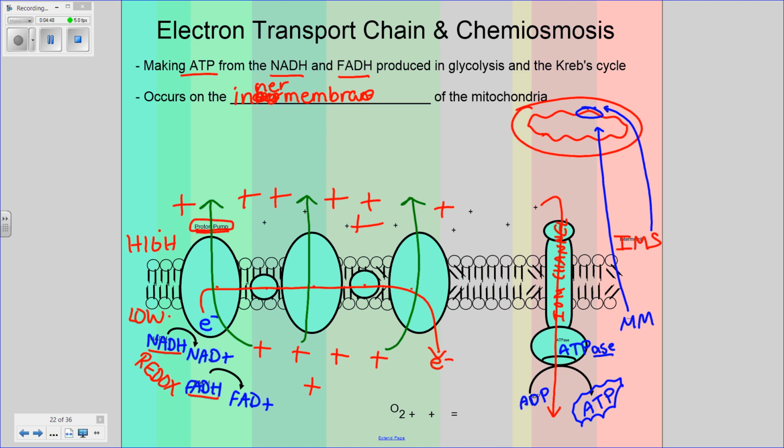So every time a proton zooms through this ion channel, we're going to be able to turn ADP to ATP with the help of that enzyme. And that's where we start really making the energy from the glucose that we've needed all along.